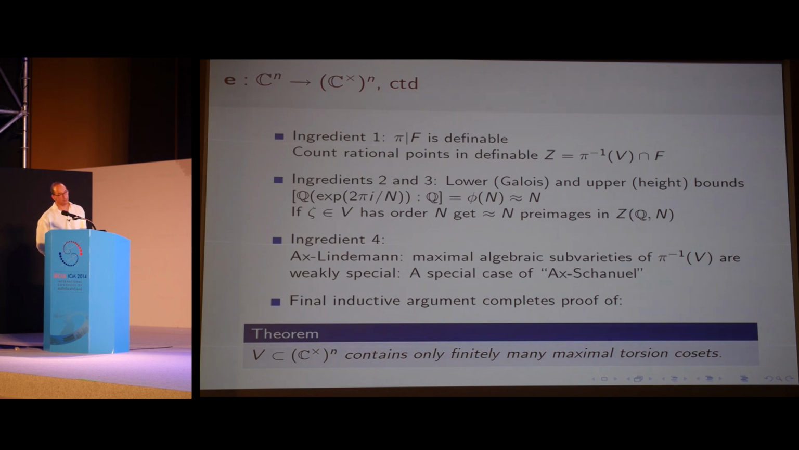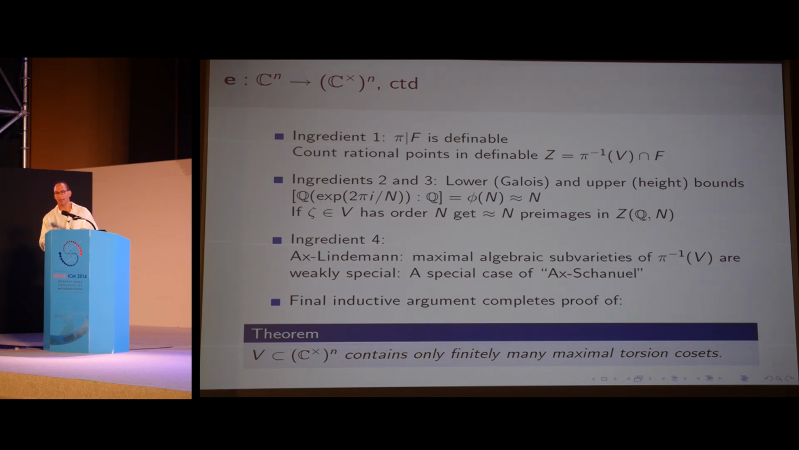So the next crucial ingredient is that special points down in X have large degree over Q. And continuing with example 1, a root of unity of order n has nearly n Galois conjugates over the rational numbers, while its pre-image in the standard fundamental domain is a rational point of height n. So this means that if V contains a torsion point of order n, and hence also its Galois conjugates, then our definable set Z contains nearly n rational points up to height n.